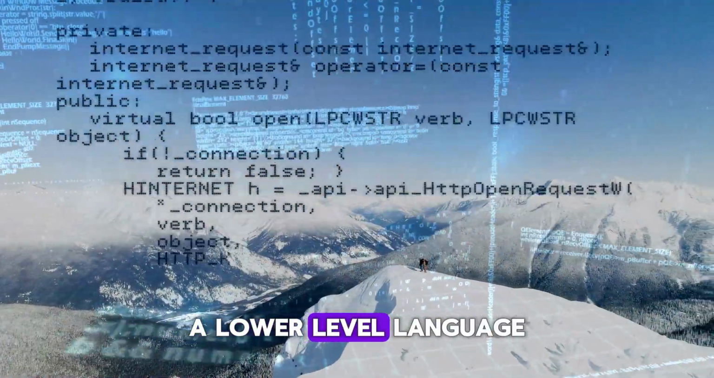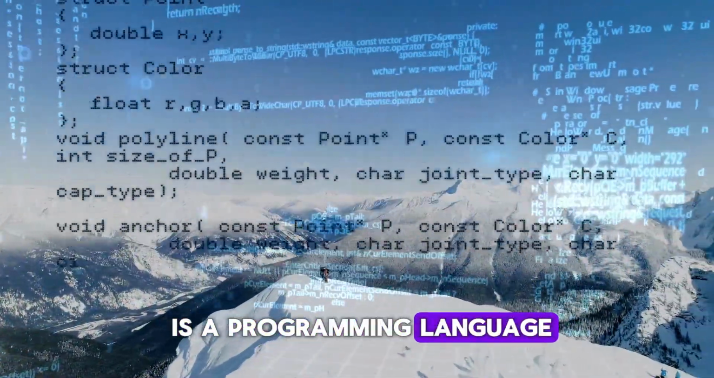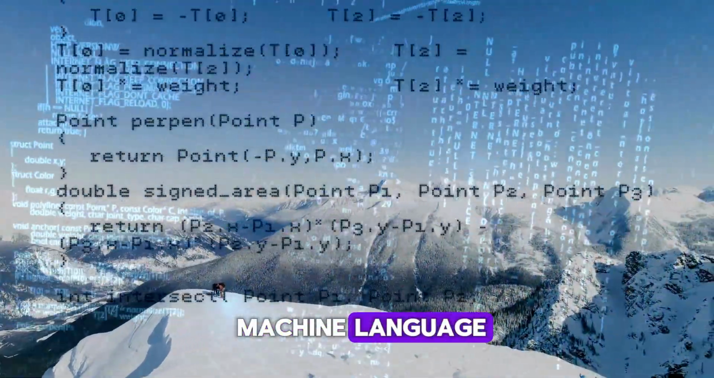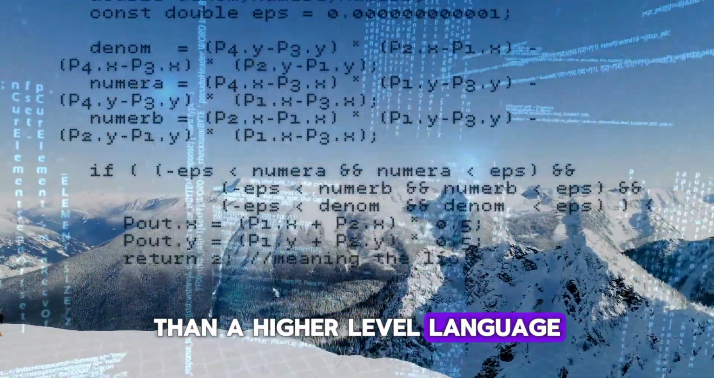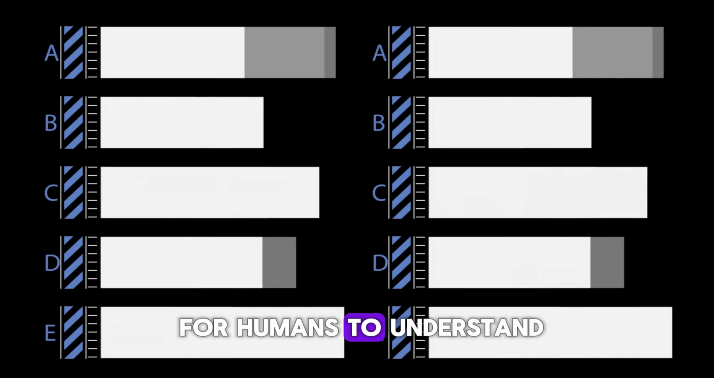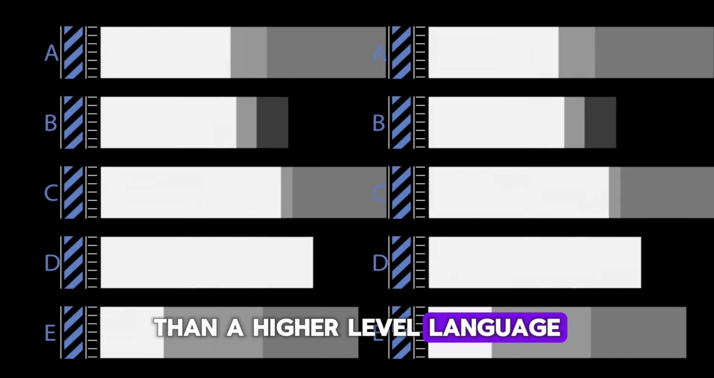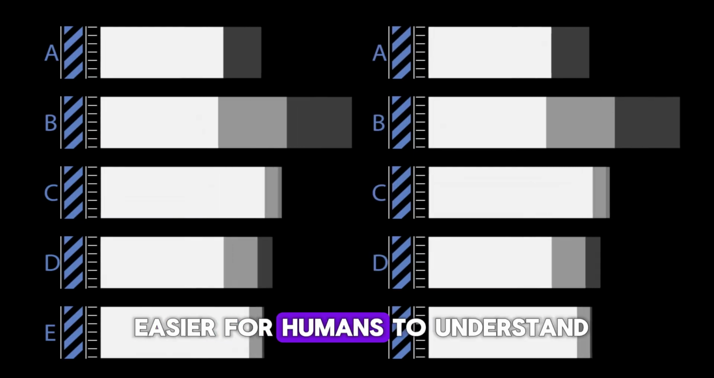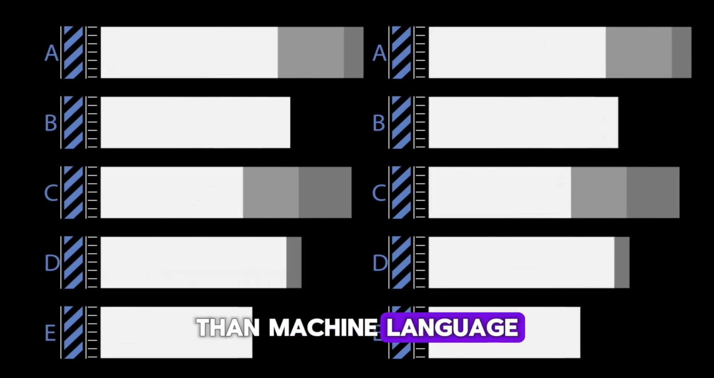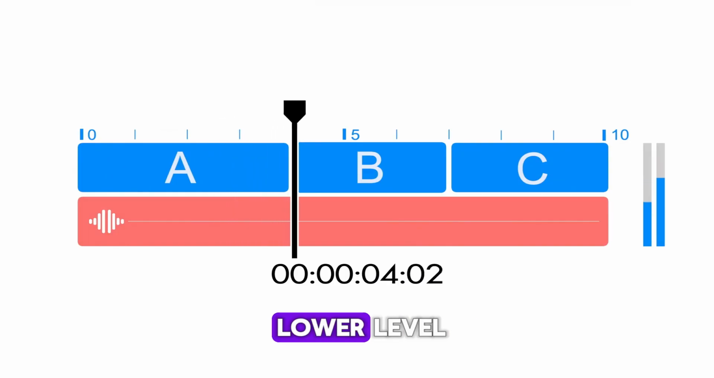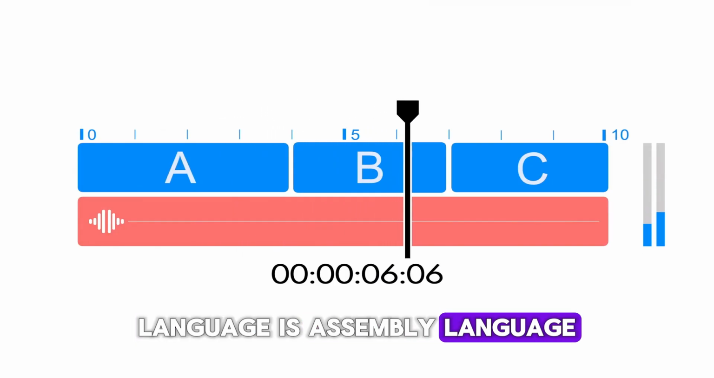A lower-level language is a programming language that is closer to machine language than a higher-level language. It is more difficult for humans to understand than a higher-level language, but it is still easier for humans to understand than machine language. An example of a lower-level language is assembly language.